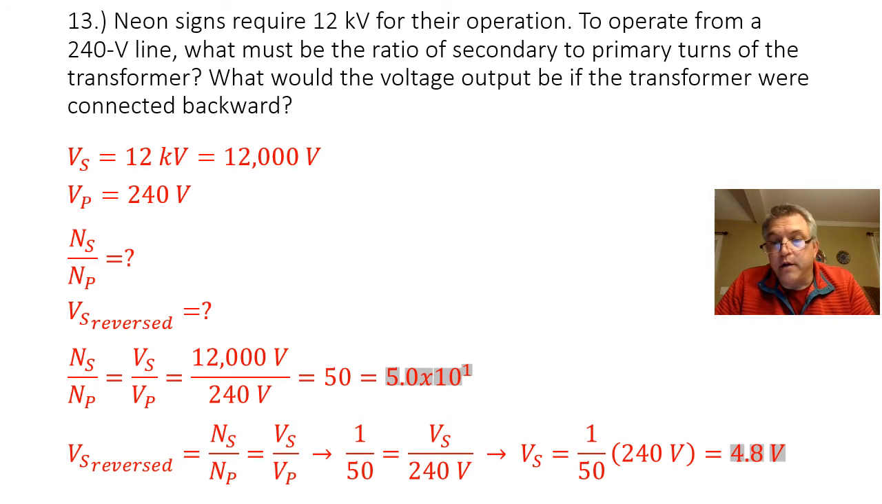If I wire it in reverse, that now means that I am going to be decreasing my voltage by a factor of 50. Whereas I had a ratio of 50 in the first part, now I'm going to have the inverse of that if I wire it backwards. So instead of increasing my voltage by a factor of 50, I am going to be decreasing my voltage by a factor of 50. So 240 volts divided by 50 is going to give me a voltage of 4.8 volts.